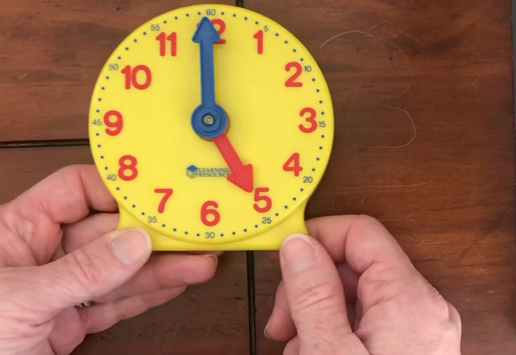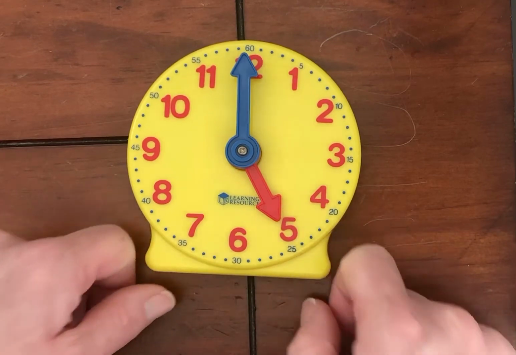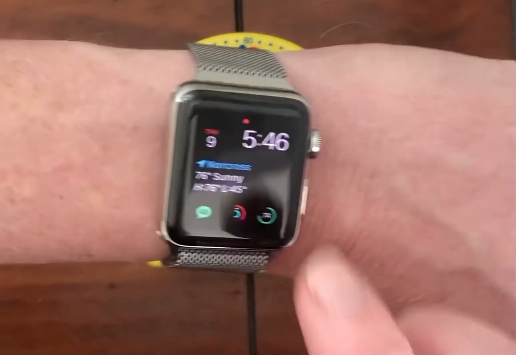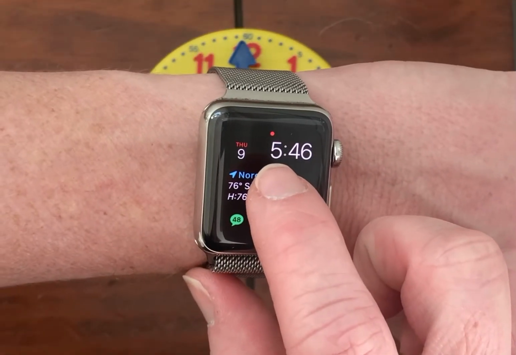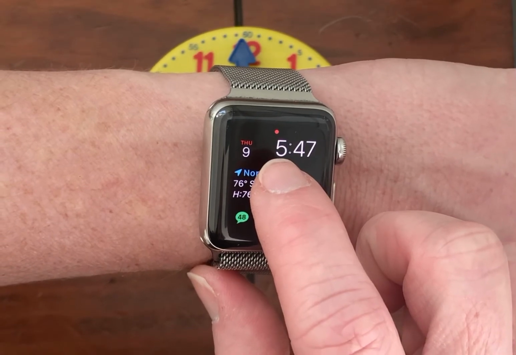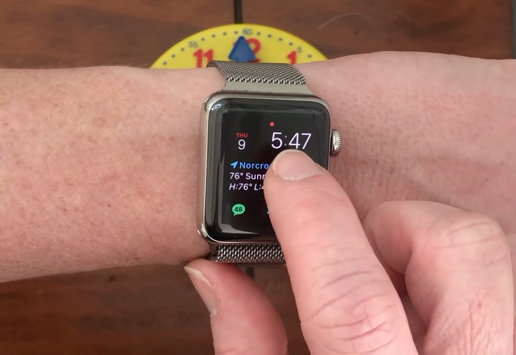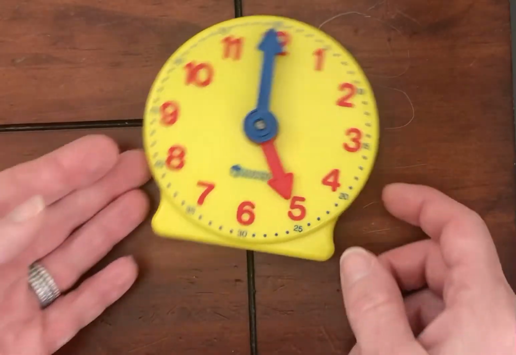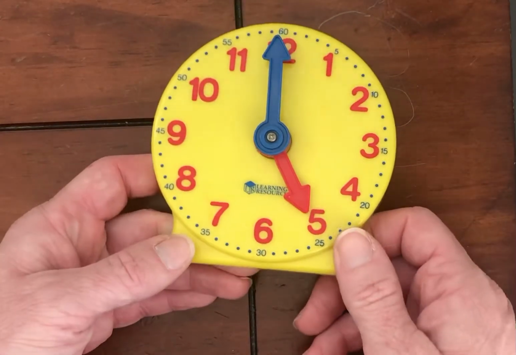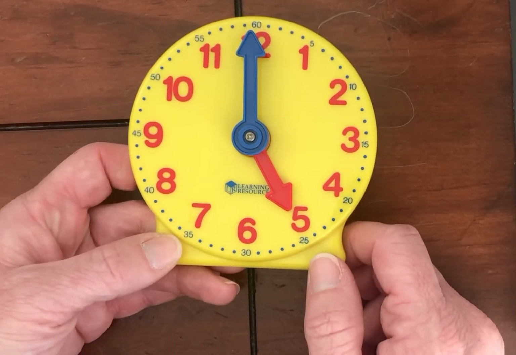Okay, and we also have a different kind of clock called a digital clock. So you can see my watch has a digital time. This is the hour, and then a colon, and then the minute after that. So that is a digital clock, and you'll find both those types of clocks in different places.